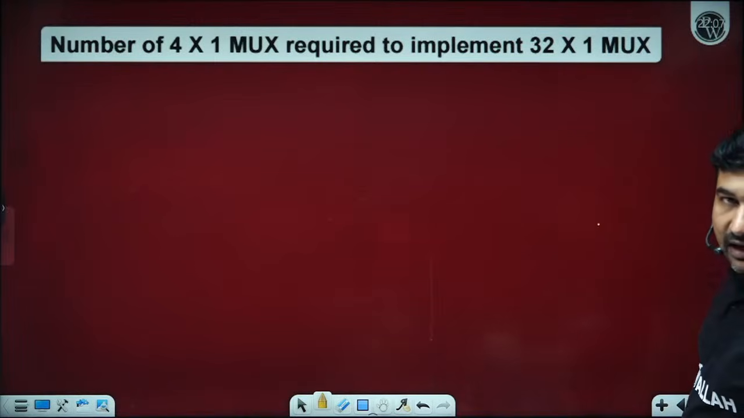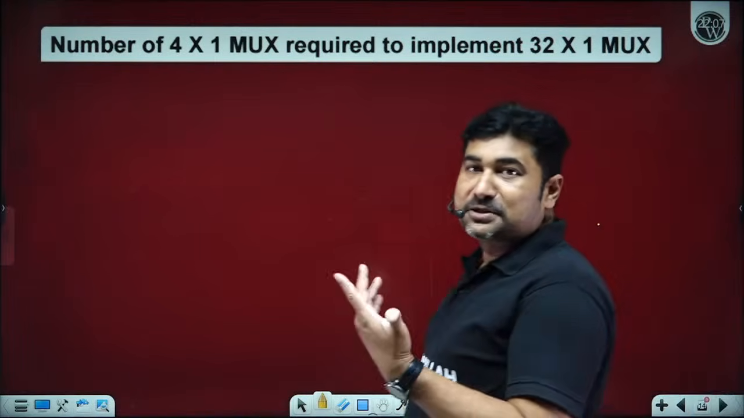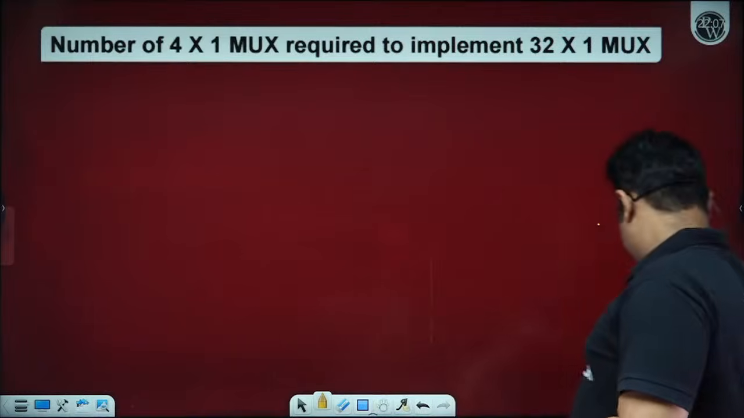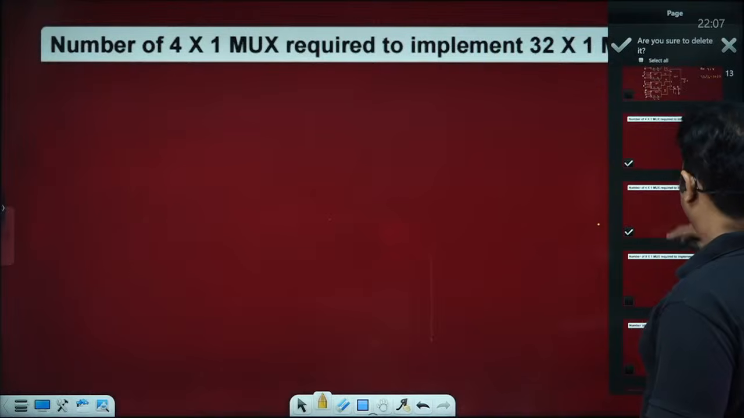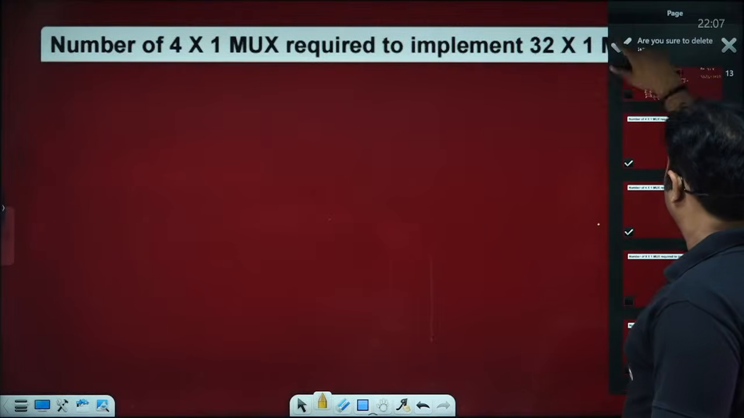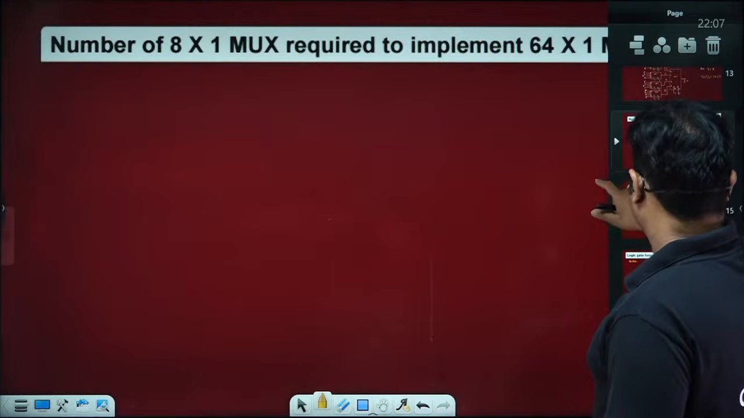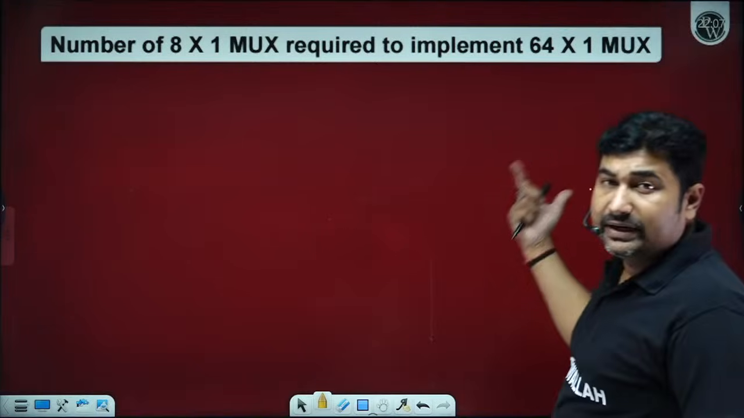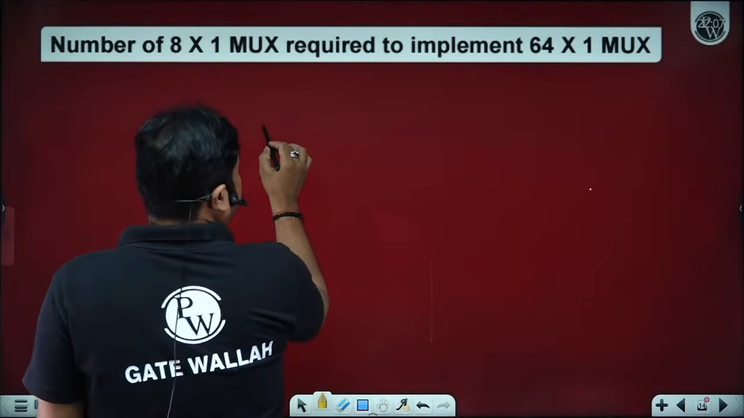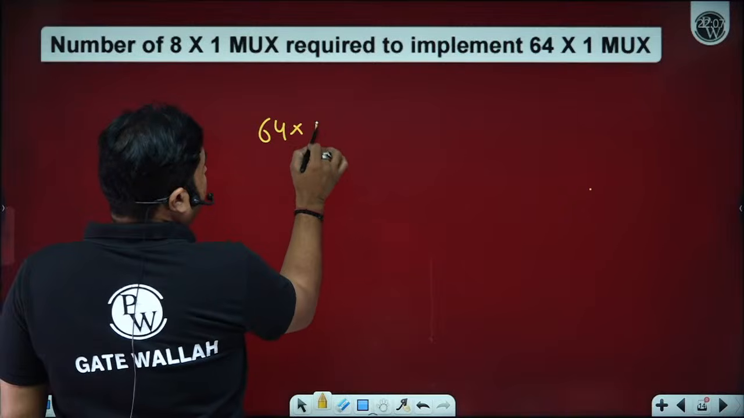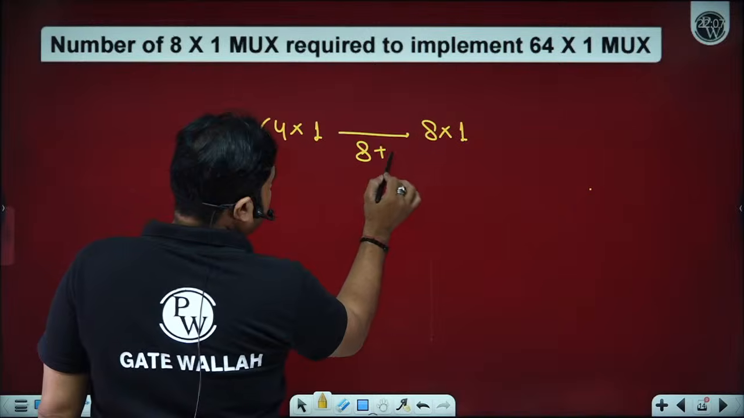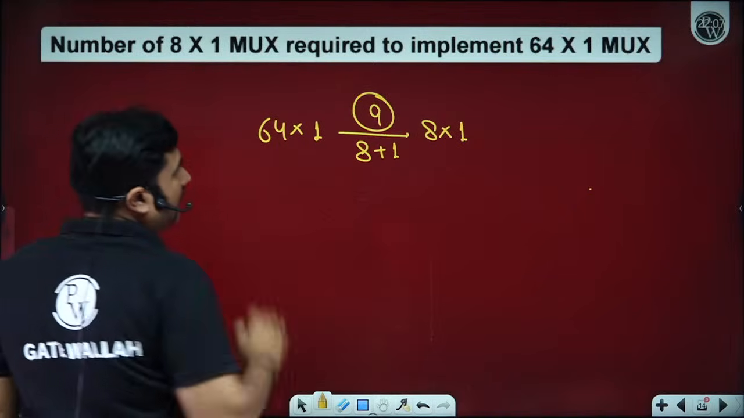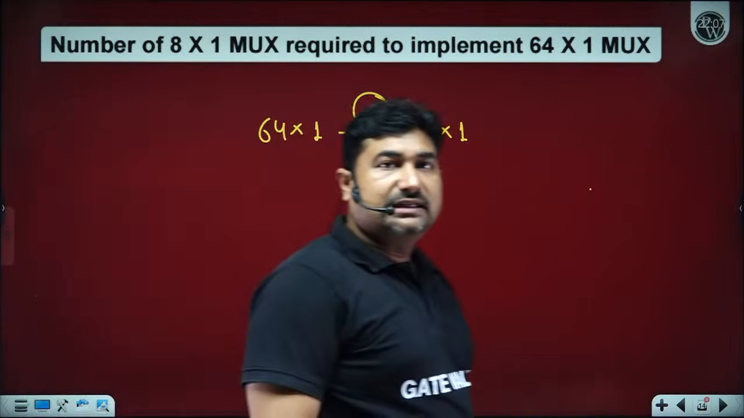So can you design a 4 cross 1, 32 cross 1? Yes, sir. Now we can design any desired size. How many 8 cross 1s are required? How many of you able to understand this perfectly?